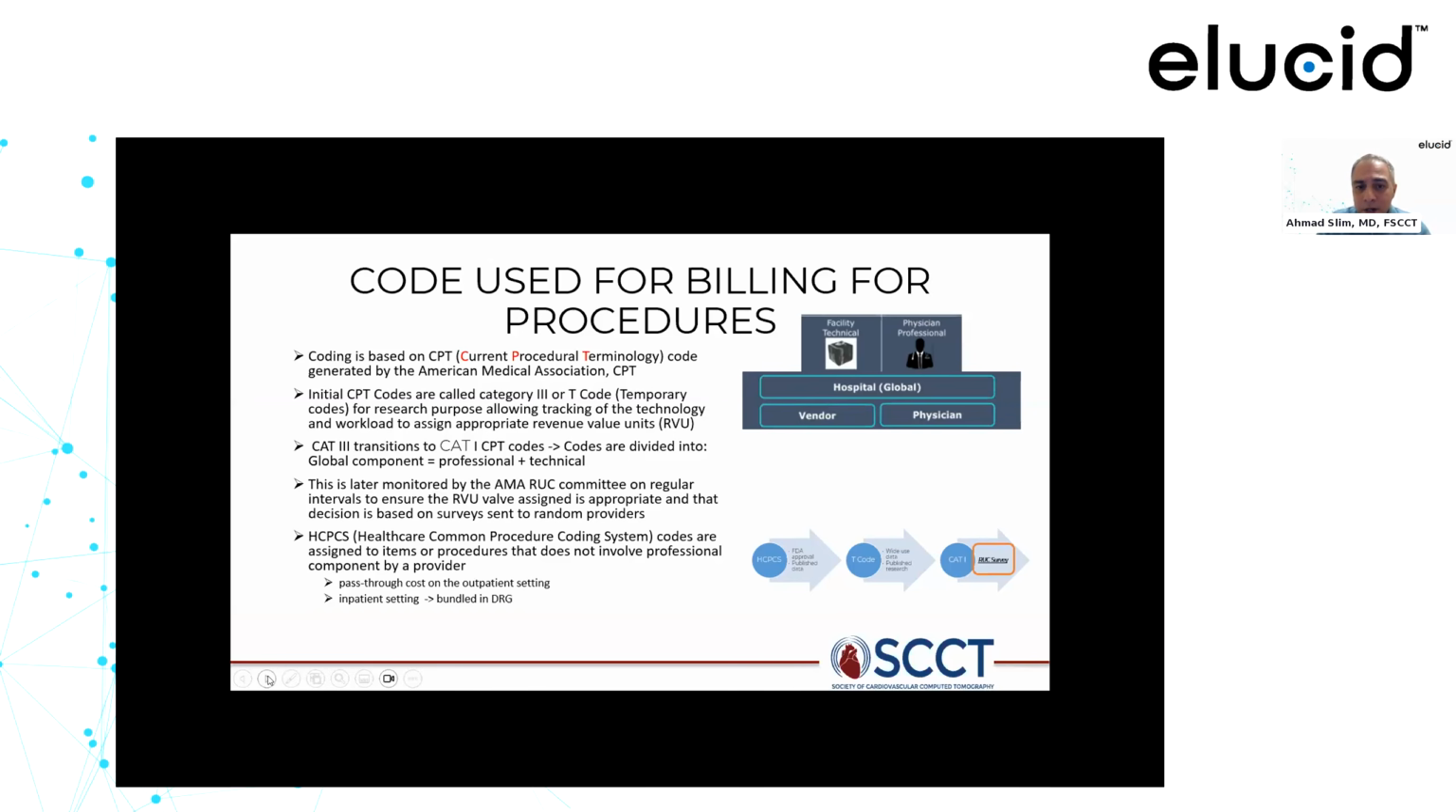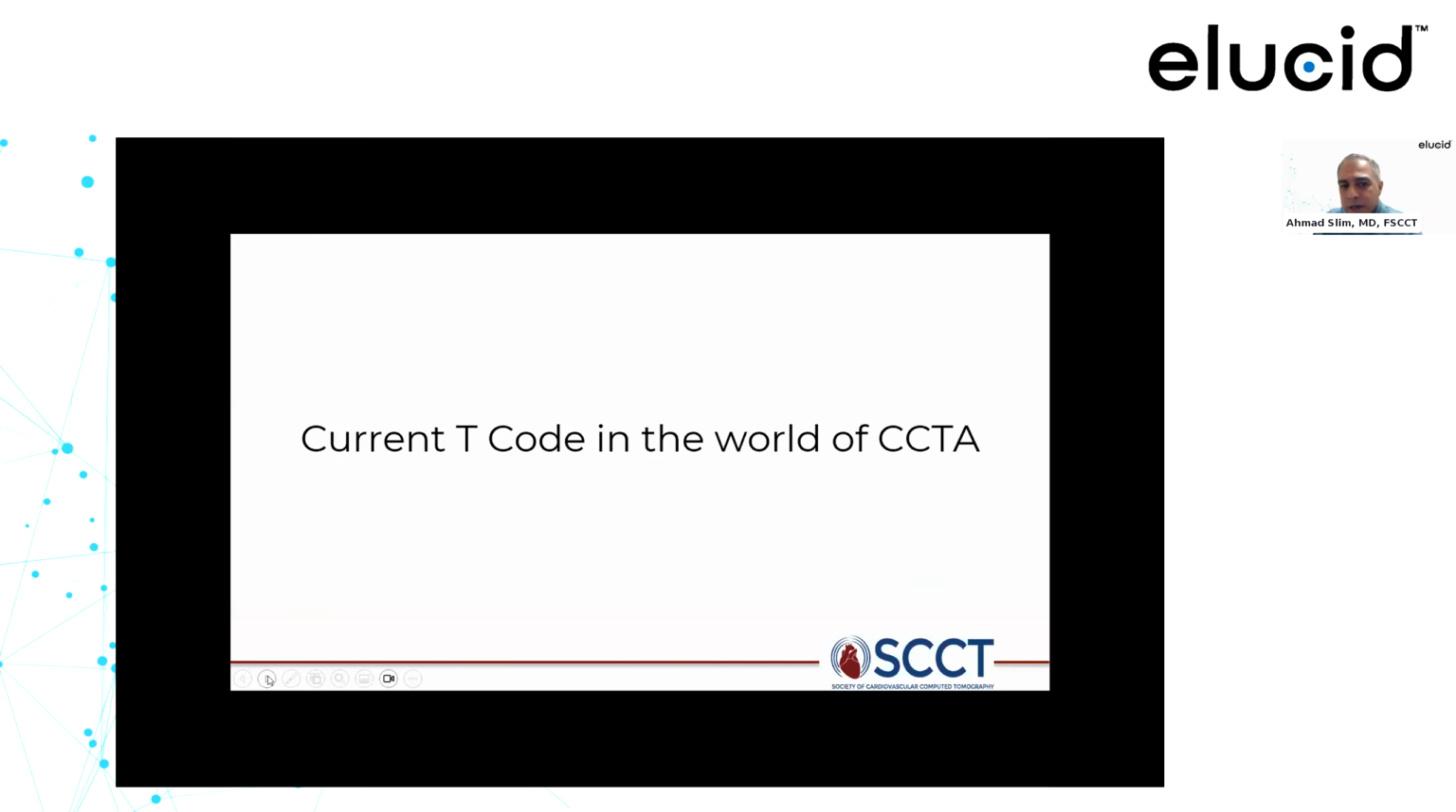Off of that database, it goes back to the AMA panel, and it generates a Category 1 code that we later use, and is divided into professional or technical component. Technical to cover the cost of doing the test, and a professional for the provider component. So this is a rough idea of the process itself, which we'll go into in details.